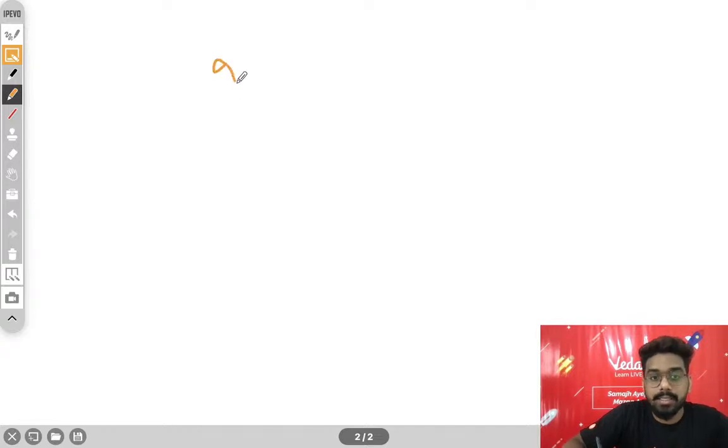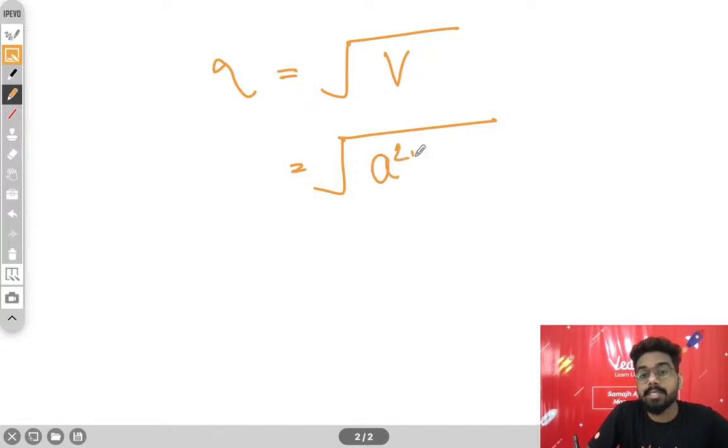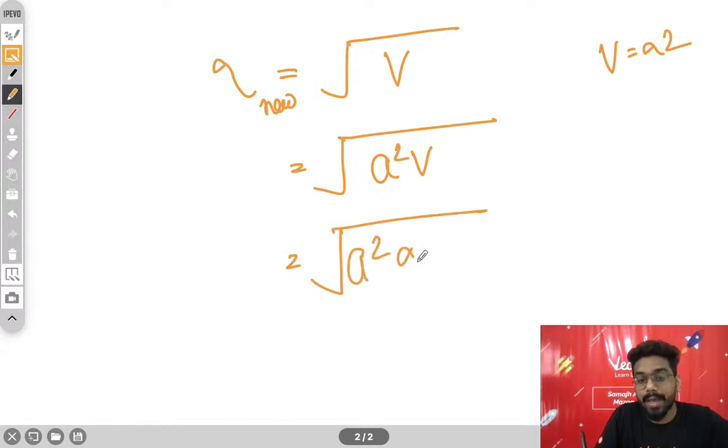I am saying that sigma is root of v, yes or no, and I am saying that variance is getting multiplied with a square times. Sigma has to be positive. This is sigma new, and variance is sigma square. This is equal to root of a square sigma square. Sigma is going to be positive for sure, but I do not know the value of a, so it will be mod of a sigma.